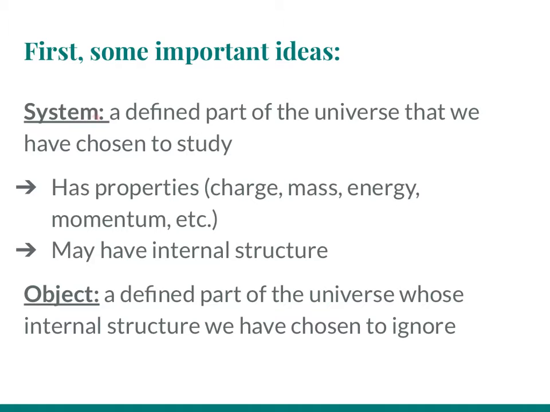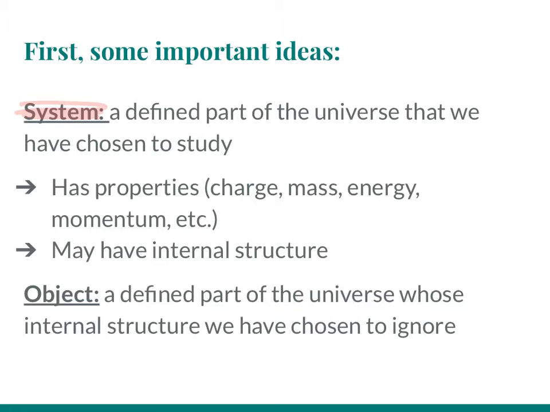So a system is a defined part of the universe we've chosen to study. The universe is giant. It's got a lot of pieces. And to study physics, it would be overwhelming to take all of them into consideration. Instead, anytime we study something, we choose a specific system. We take a slice of the universe, define what we want that slice to be, and we look at it.